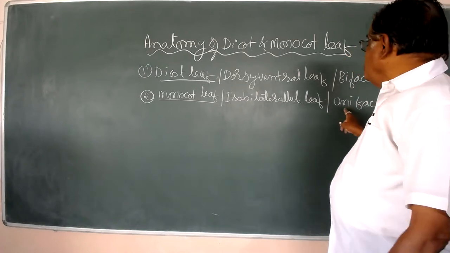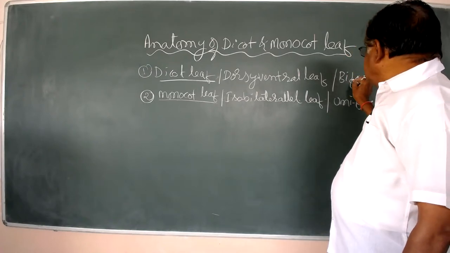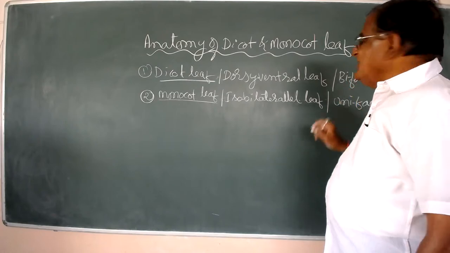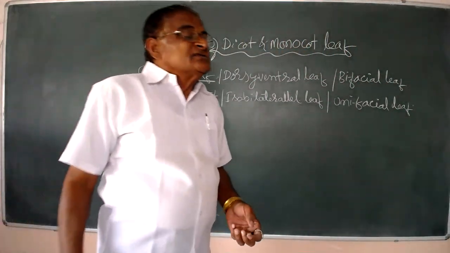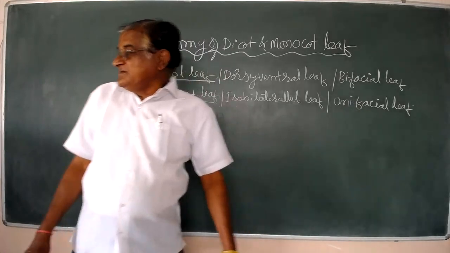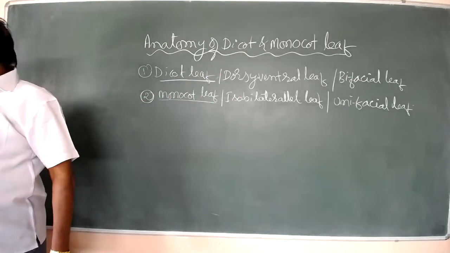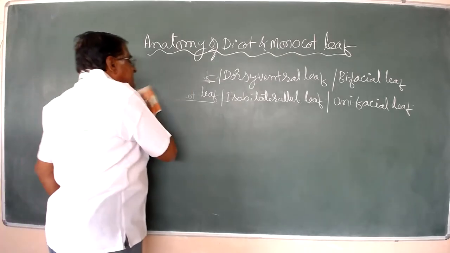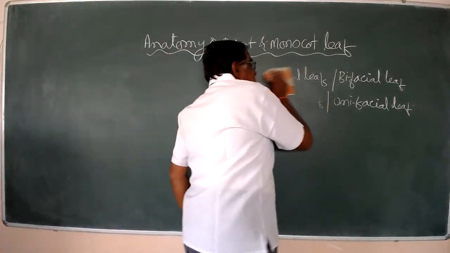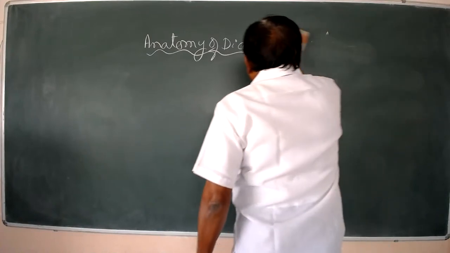Isobilateral leaf or unifacial leaf. Uni means similar, a similar face, having both the faces similar. So for that reason, it is called unifacial. Now we will study the anatomy of these two leaves. First, we will study the dicot. I will draw the figure.